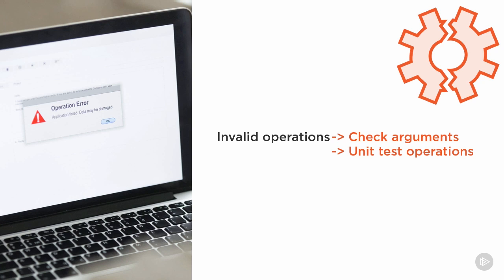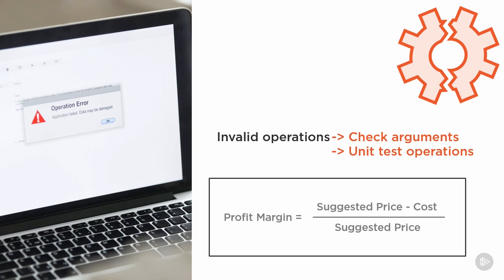For example, say our application calculates the profit margin for a product given the suggested price and product cost. To protect our code against invalid operations, we confirm the price and cost are numeric and that the price is not zero before attempting the profit margin calculation. And we fully unit test the calculation using valid and invalid inputs.